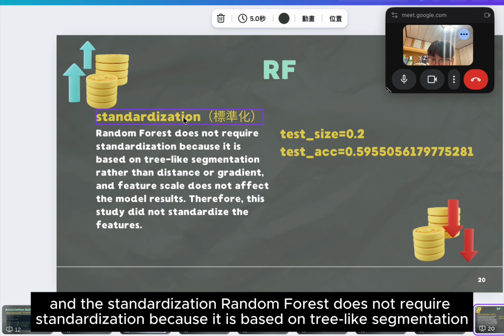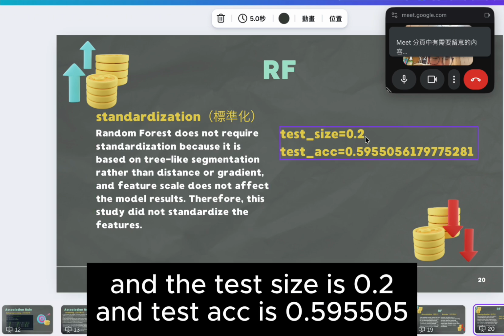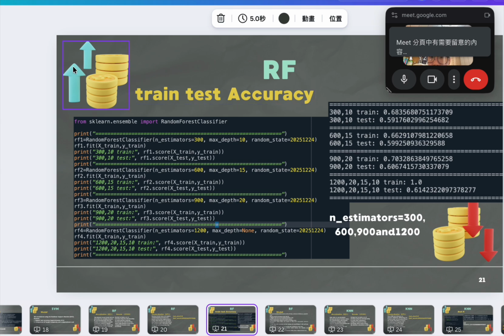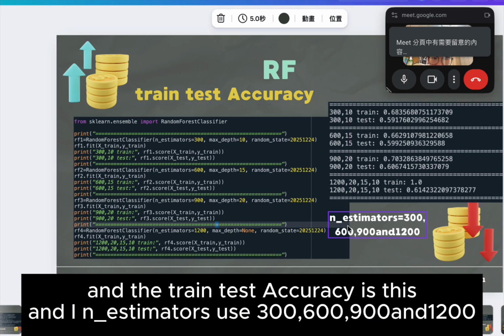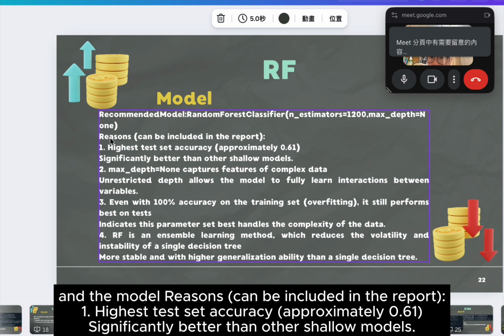And standardization: random forest did not standardize because tree-based models are not affected by scale, so the features' scale did not matter. Therefore, this study did not scale the features, and the test size is 0.2. And the training test accuracy is this. The number of estimators uses 300, 600, 900, and 1200. And the model result is that the highest test set accuracy approaches 0.61, which is better than the other models.